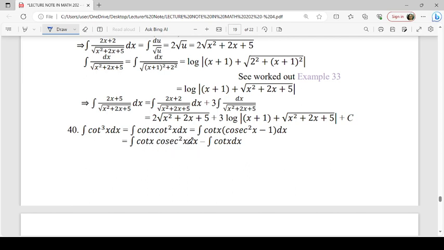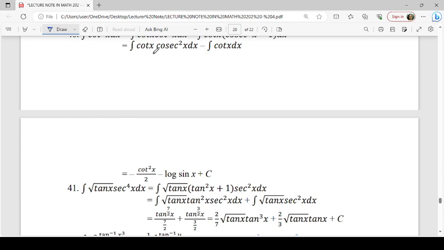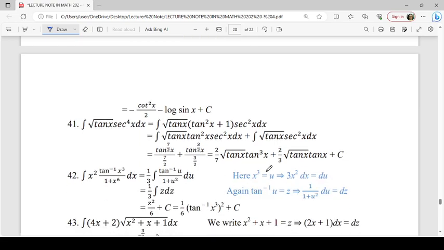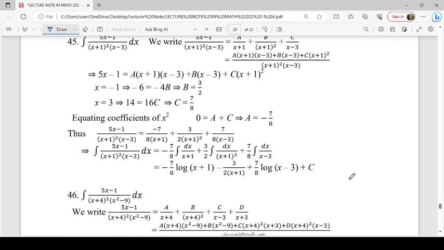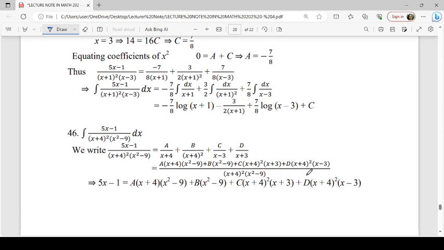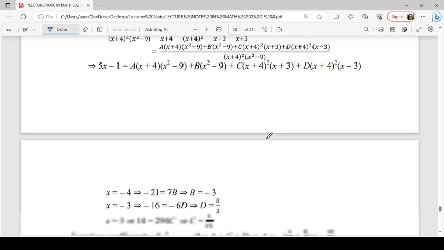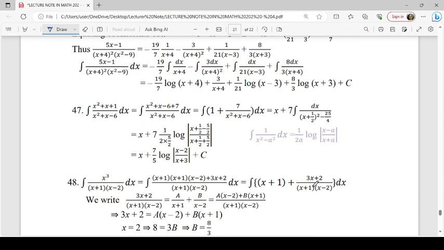Again cot x cosec square x after substitution. So this cot x integral is log of sin x, then after substitution cot x as z, it is dz. So again it is the z dz formula. So all are like this. This is again by method of partial fraction. These things we can deduce in terms of first degree denominators. So these are the examples.